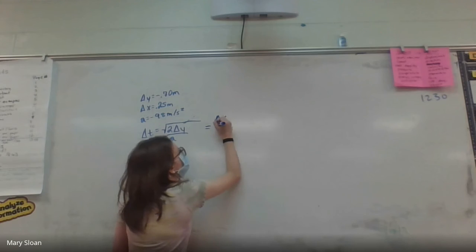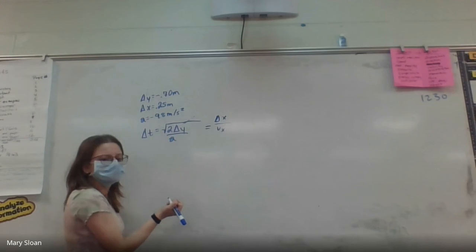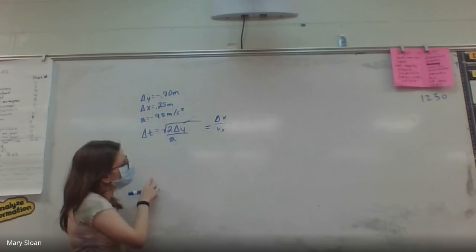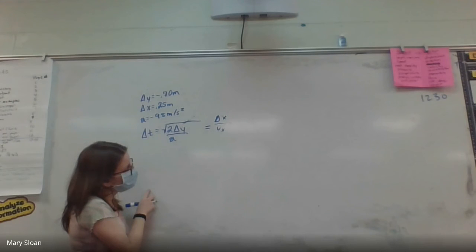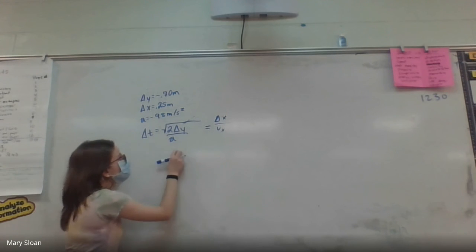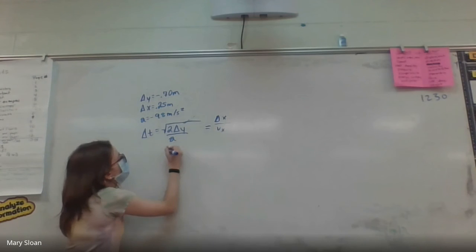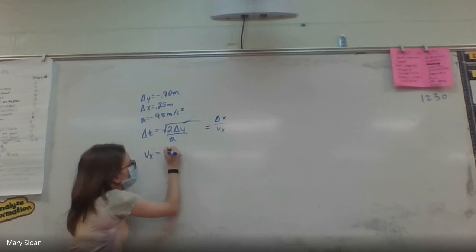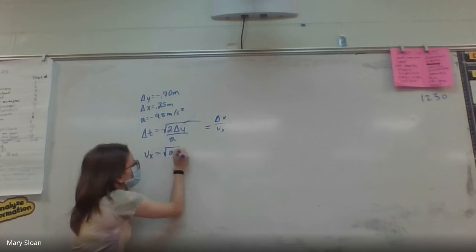We're going through a process right now. So first of all, we have 2 scenarios that we could use. We could either use the one on the left-hand side or the one on the right-hand side. We're going to use the one on the left-hand side. We're going to do vx equals the square root of a over 2 times the change in y.